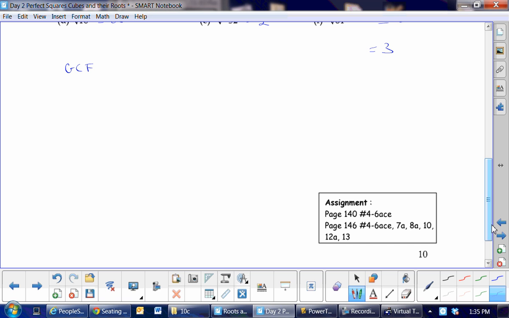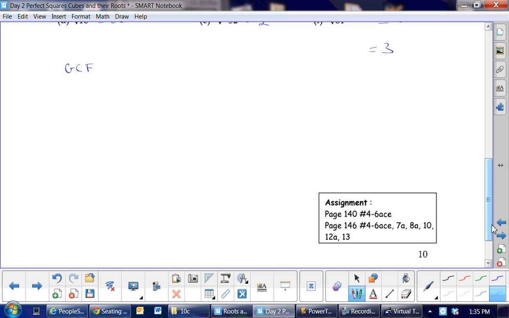What are factors? Numbers that go into it. What are multiples? Numbers that they can go into. Okay, they're very different. So GCF, let's do an example here.